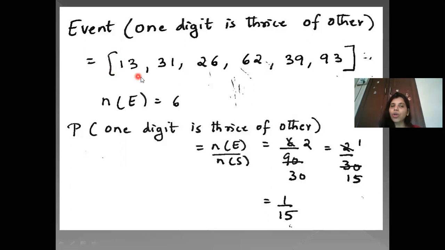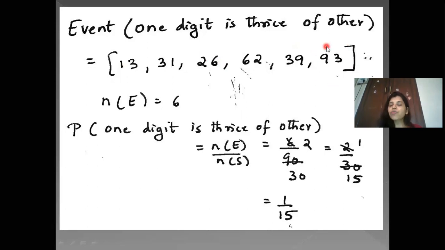So reverse also you have to write. Now the next number which we have selected is 26, because once you write 1 into 3, so 13, reverse 31. Now select the second number, that is 2. So 2 into 3 is 6. So 26 and 62. Then 3. 3 into 9 is 39. So reverse of that is 93.